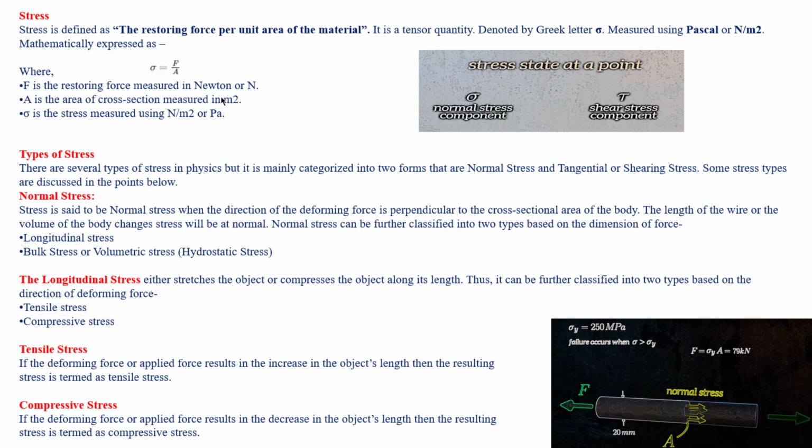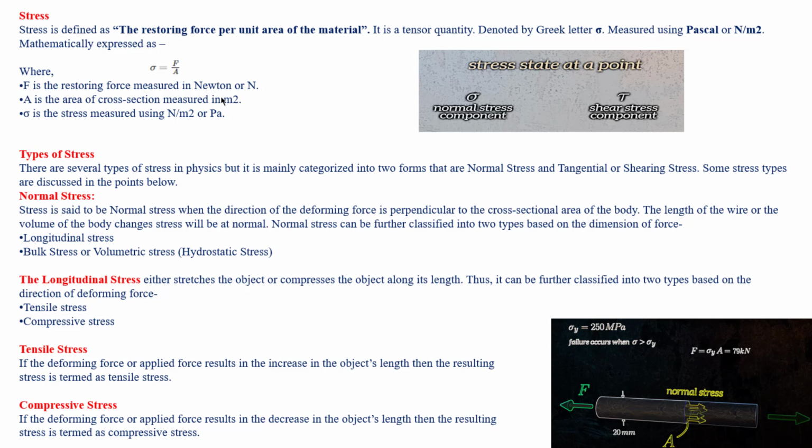Okay, when it comes to types of stress, we have two things. One is the normal stress, which we call longitudinal stress and volumetric stress. And in the volumetric stress we also have what is known as the hydrostatic stress. I'll explain in depth later. Okay, in the longitudinal stress we have the tensile stress and the compressive stress.